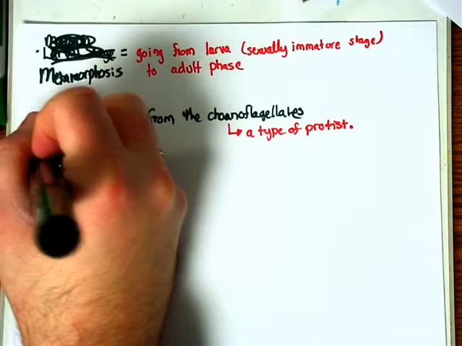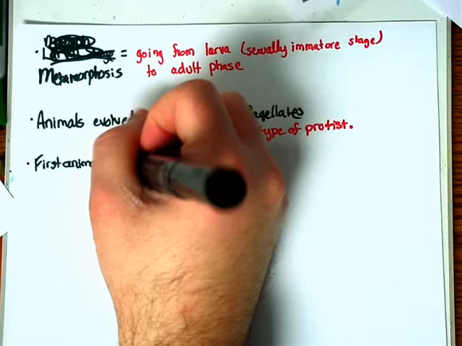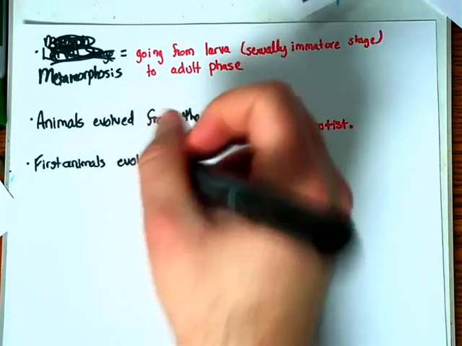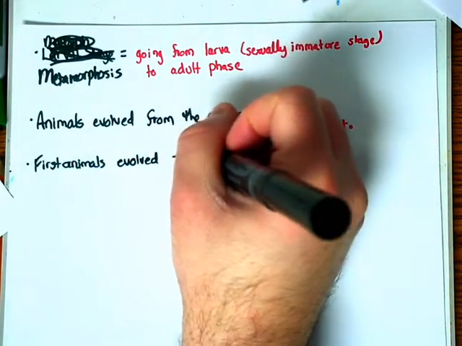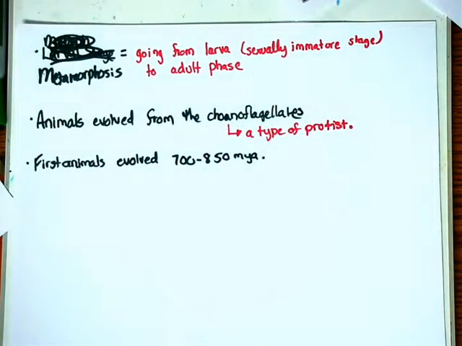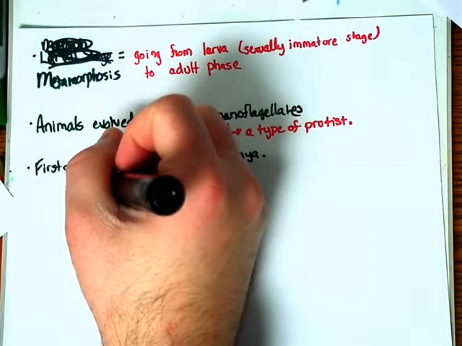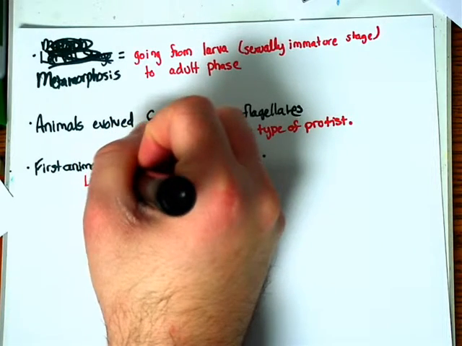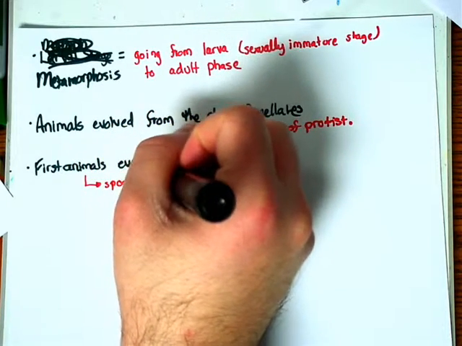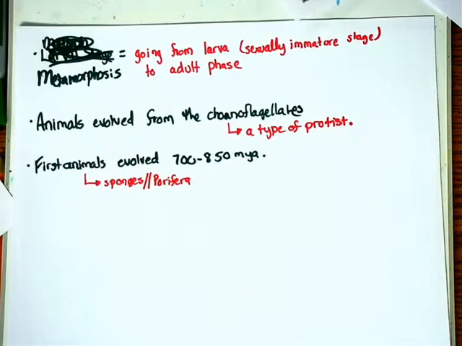We had mentioned this the other day, but I'll mention it again. The first animals evolved, and this is fairly approximate, between 700 and 850 million years ago. So animals have been around for a little bit less than a billion years. Of course, the first animals that did evolve were not what we would consider animals. They're sponges. What phylum is that? There you go. So there's your first phylum.